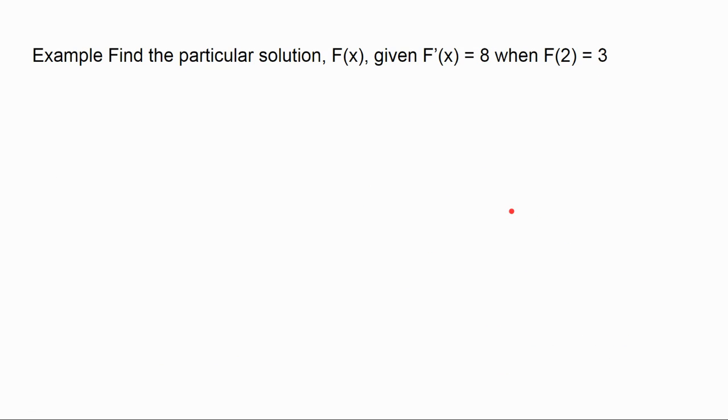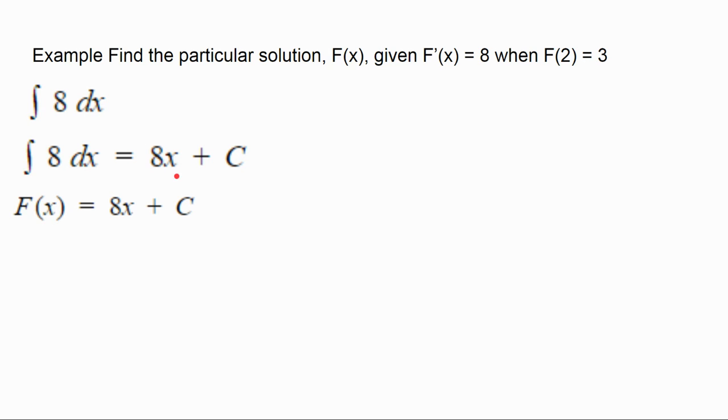Now let's do another one. I have f prime of x is 8 when f of 2 is equal to 3. So I start with my integral sign. Integral of what the derivative is, 8, and then you plug in the dx. Using my simple constant integration rule, I know that that's going to be 8x plus c. I know that that's my new solution. Not particular yet, but it's my new solution. So I'm going to write that as f of x is equal to 8x plus c.